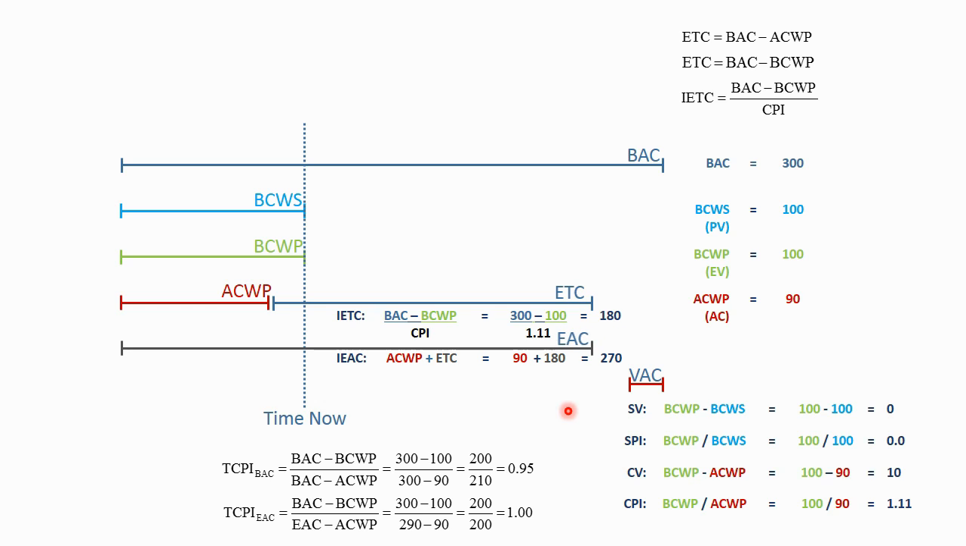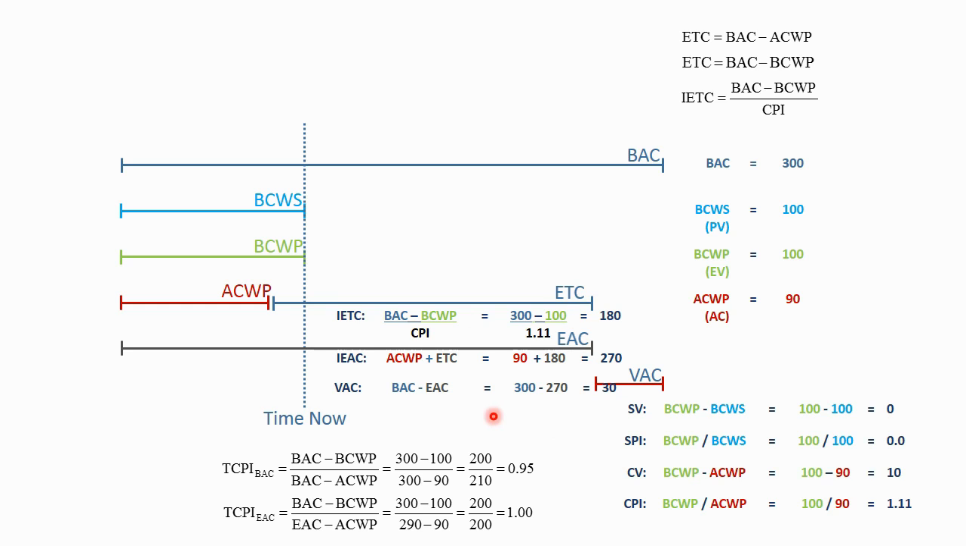And now the EAC goes down as well. The independent EAC is the actual cost of work performed, 90 hours, plus this new ETC, 180 hours. Now the budget is 270 hours instead of 290. So we've taken another 20 hours out of the ETC and the EAC based on this calculation.